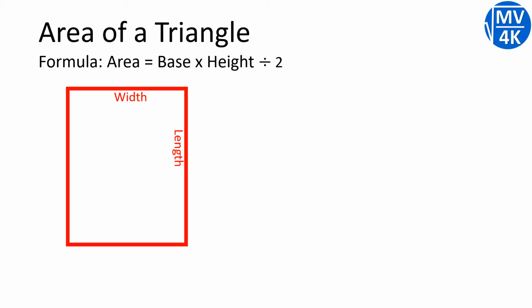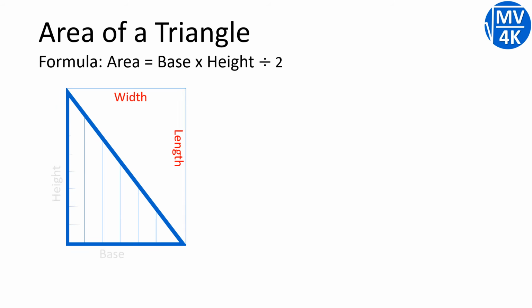Now for area of a triangle. The area of a triangle uses the formula area equals base times height divided by 2. But what does this actually mean? Well, we know how to find the area of a rectangle is length times width. So if we start with this rectangle and imagine a triangle being exactly half the area of this rectangle, the triangle's base and height would be equivalent to the length and width of the rectangle.